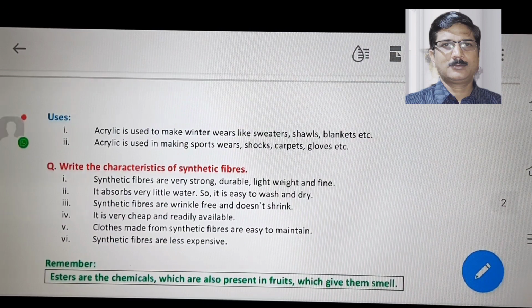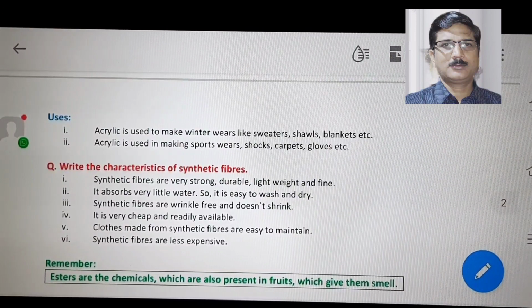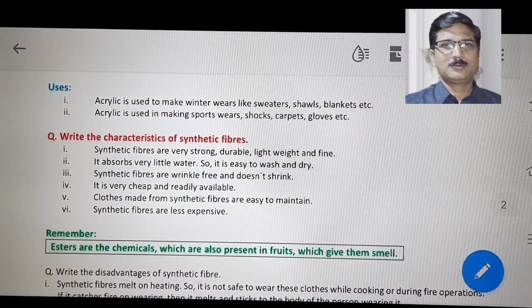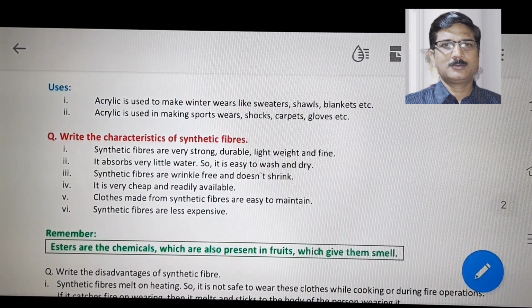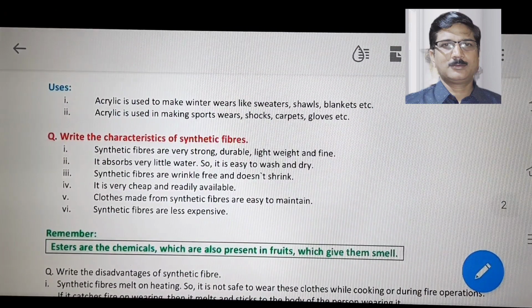It is very cheap and readily available. The cost is very low. Clothes made from these synthetic fibers are easy to maintain. And the most important quality that I told you in point 4 is that it is very cheap. That means the synthetic fibers are very less expensive. So these are the good qualities of the synthetic fiber for which it is widely accepted among the people. Okay?